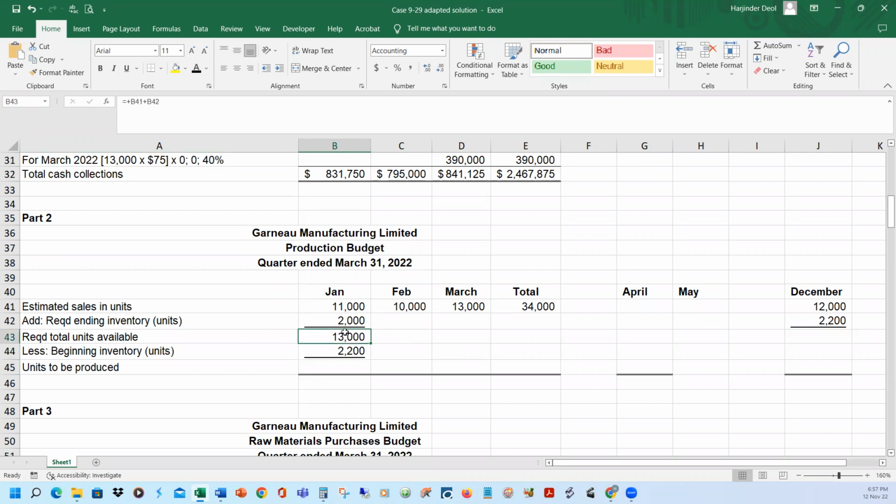Okay, so if we require a total of 13,000 units of finished product for the month of January, and we have 2,200 units on hand already, it is the difference between the units required and the units on hand that gives us the number of units we must produce. So January, we need to produce 10,800 units.